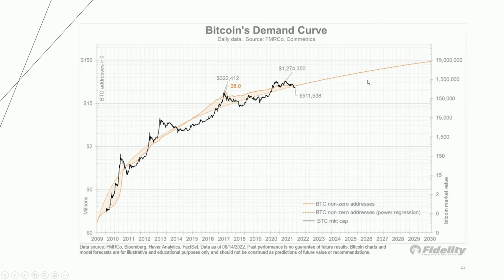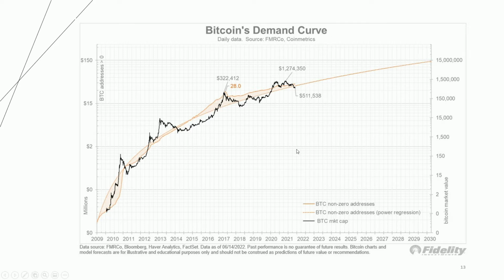This is just a regression model, but it's predicting that if we continue this trend of growth, then by 2030, I believe it was like a 12 trillion market cap, and we'll have to look at the chart later, but I think it was like $750,000 per Bitcoin based on this model.